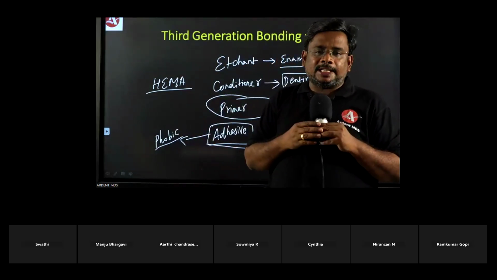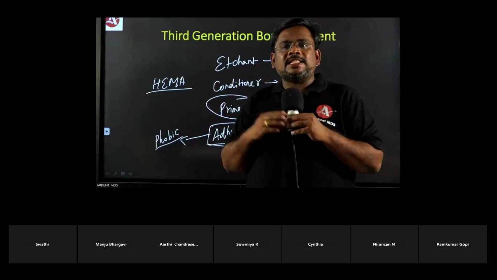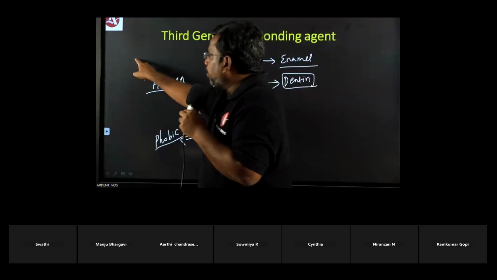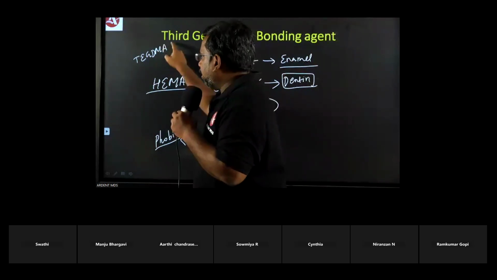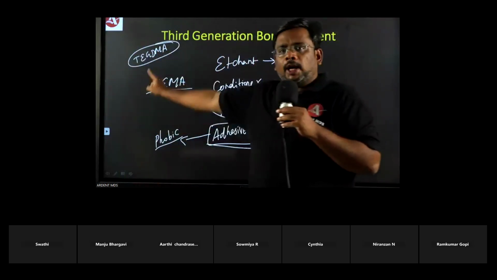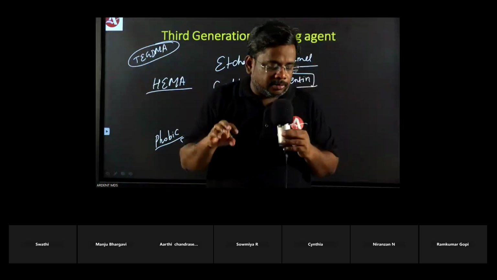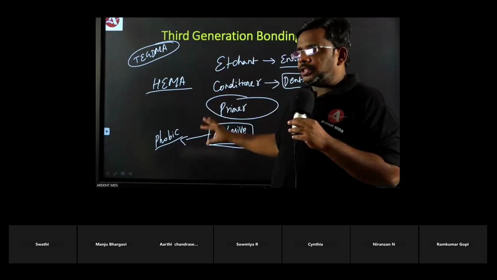That resin is called bis-GMA. Usually bis-GMA has high viscosity. To reduce the viscosity, we add something called TEGDMA. This is again an old All India question. TEGDMA is a diluent to reduce the viscosity of bis-GMA. So students, clear, right? So what is the four-step procedure?